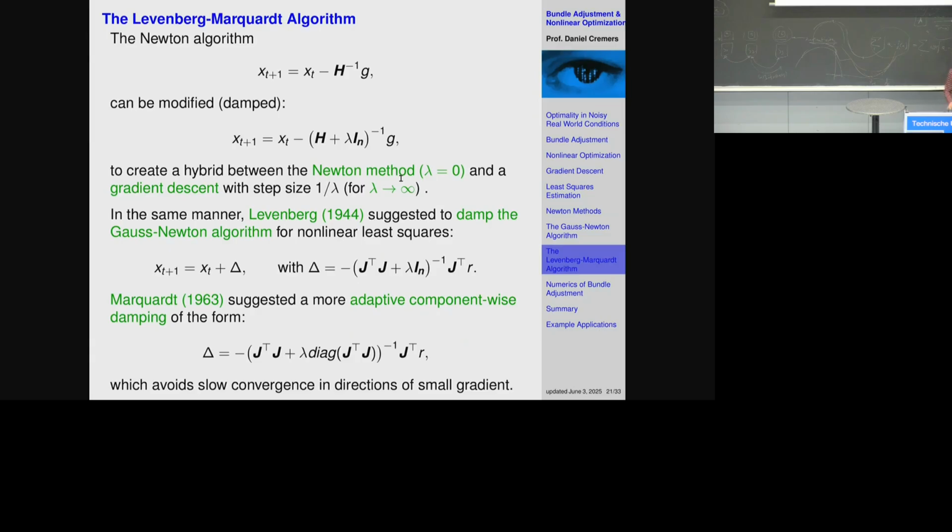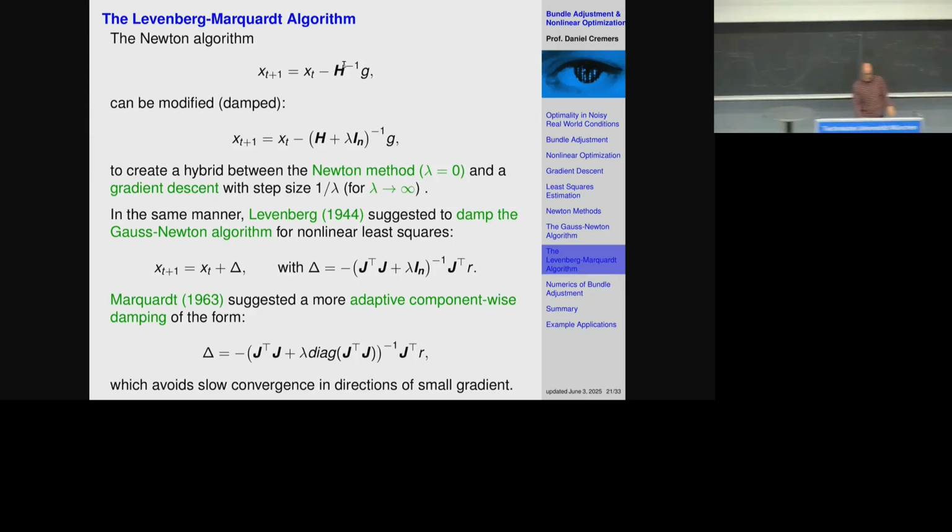And now obviously you can do the same damping in the Gauss-Newton approximation, right? Here, how does that work? You have the Hessian that's approximated by J transpose J, like we saw, and then you add a little bit of gradient descent into it with this lambda weighted identity. And this is called the Levenberg algorithm, works really well.